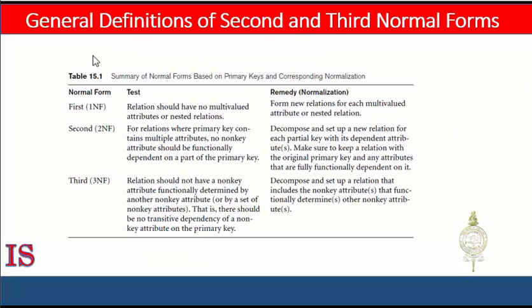Table 15.1 informally summarizes the three normal forms based upon primary keys, the test used in each case, and the corresponding remedy or normalization performed to achieve normal form. This table pretty much summarizes what we've been discussing in the last two videos on normalization.